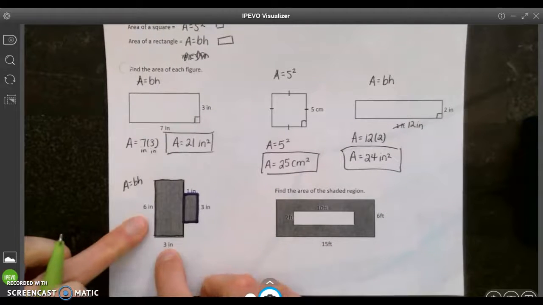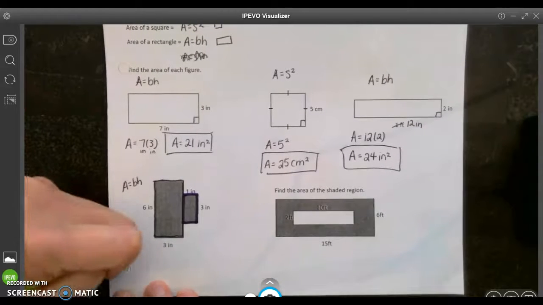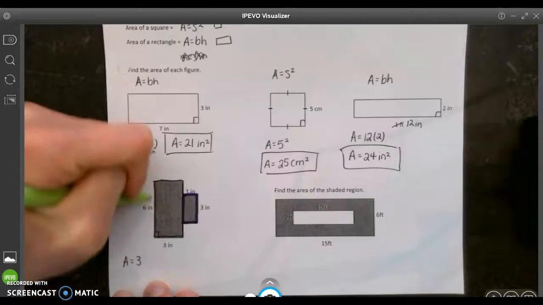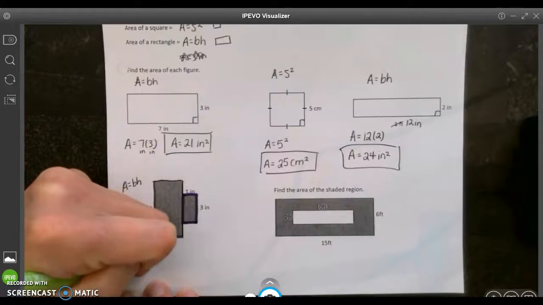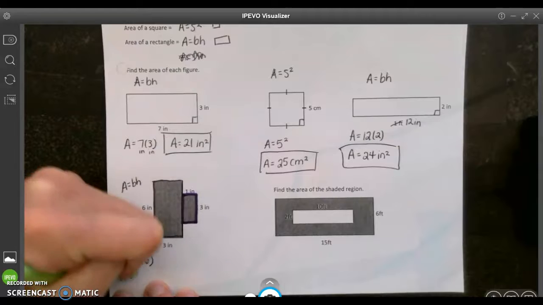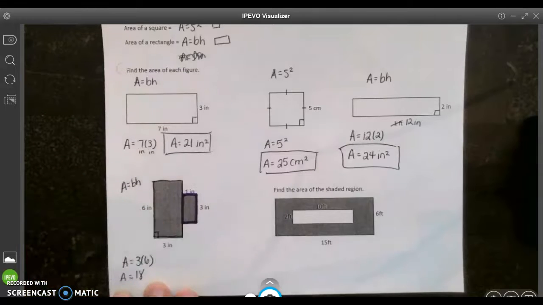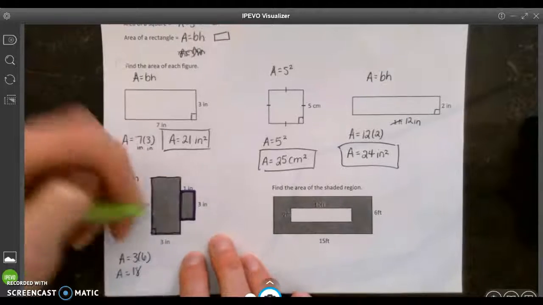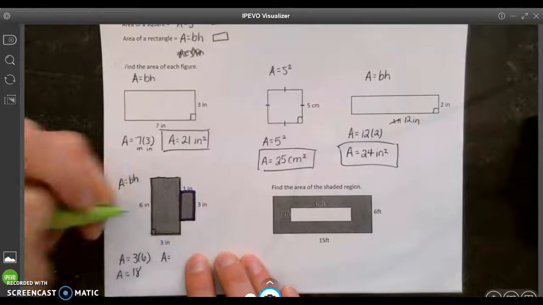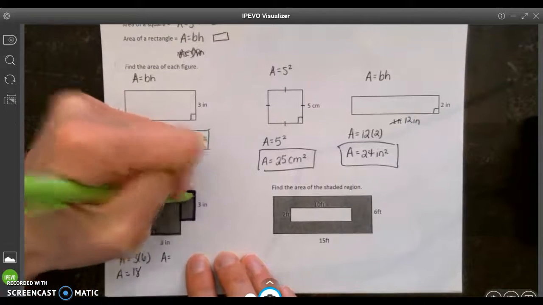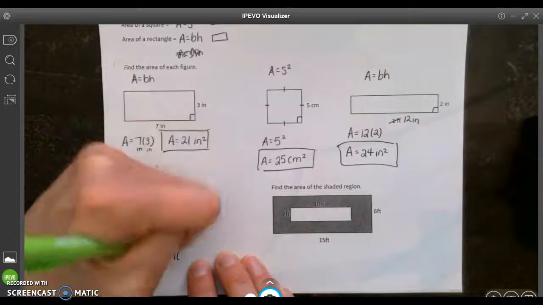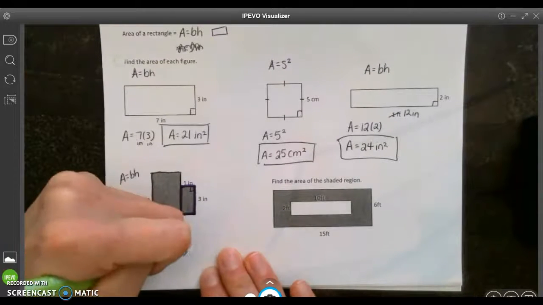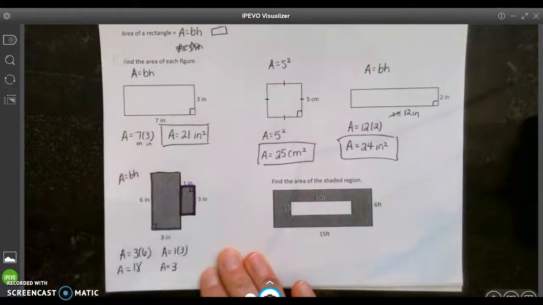I'm going to start with this one on the left and say area equals base is 3. There's my right angle. Height is 6. So that area equals 18. Then I have this little one. Everything is all in inches, so my units are fine. And I'm going to say area equals base is 1, because here's my right angle. Height is 3. And 1 times 3 is 3.